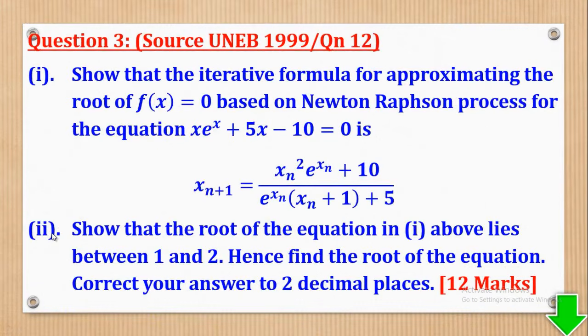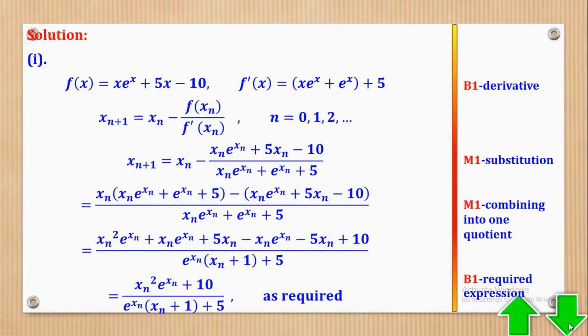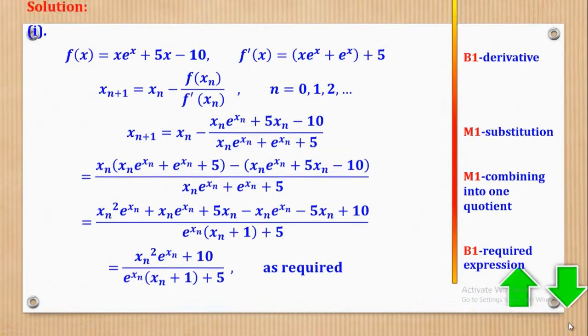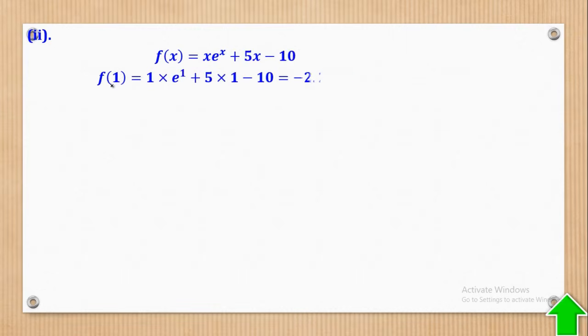So that was Roman 1. Roman 2, show that the root of the equation in Roman 1 above lies between 1 and 2. Then hence find the root of the equation, correct your answer to 2 decimal places. So for showing, you have to use physical substitution. So first of all, our f(x) is that. Therefore, I'll substitute for x equal to 1 and also for x equal to 2.